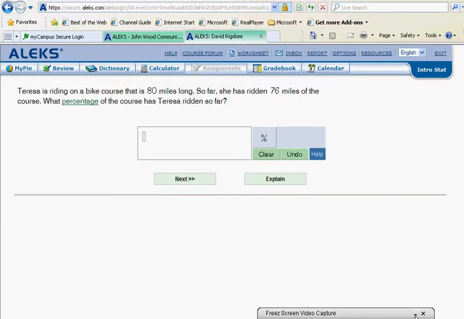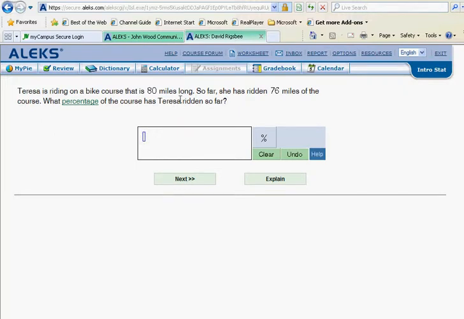Okay, in this segment we will be writing a ratio as a percentage. It's a word problem. Teresa is riding on a bike course that is 80 miles long. Now, so far she has ridden 75 miles of the course. And so the question is, what percentage has she ridden?